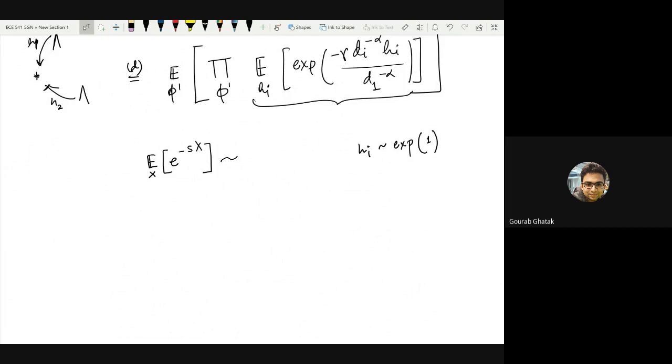No? Come on, this is class 12 stuff. I think s by s plus 1 or s plus a. If you have done control systems, you must have come across these things. Okay, let's do it. So it's e to the minus sx multiplied by the pdf of x, dx. X takes values from 0 to infinity. That's what we have to do. That's the expectation of e to the minus sx. Yes, no?